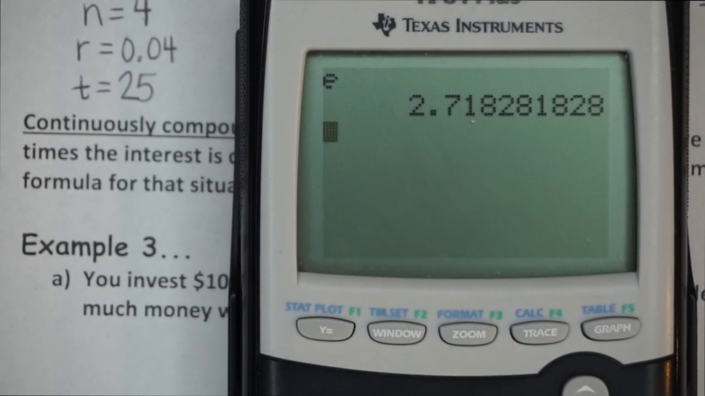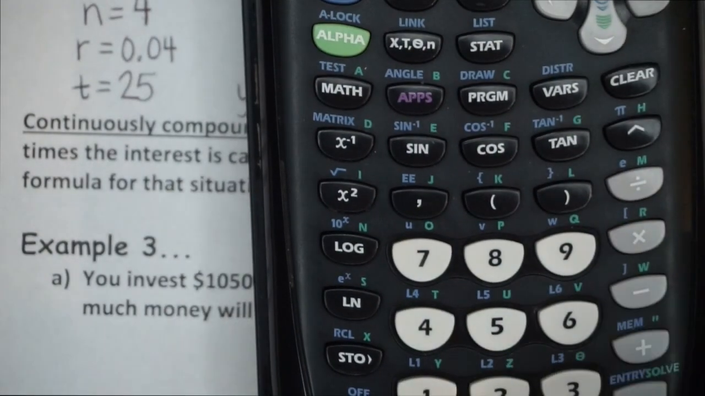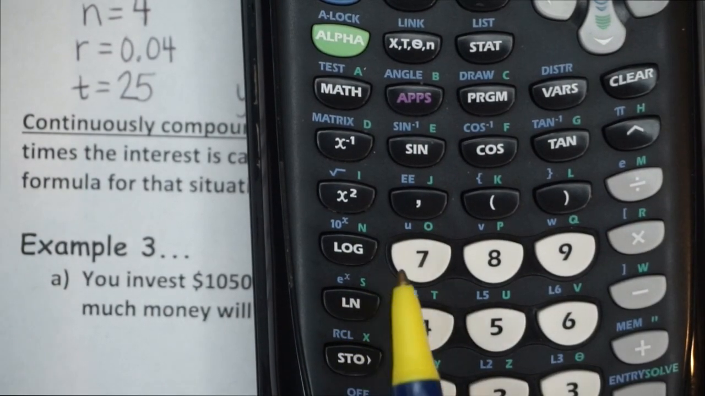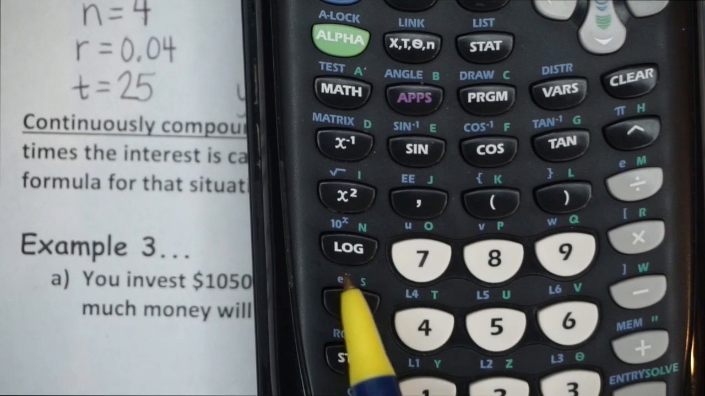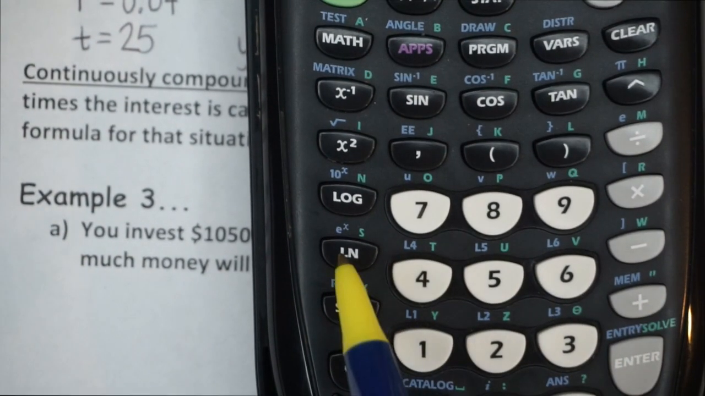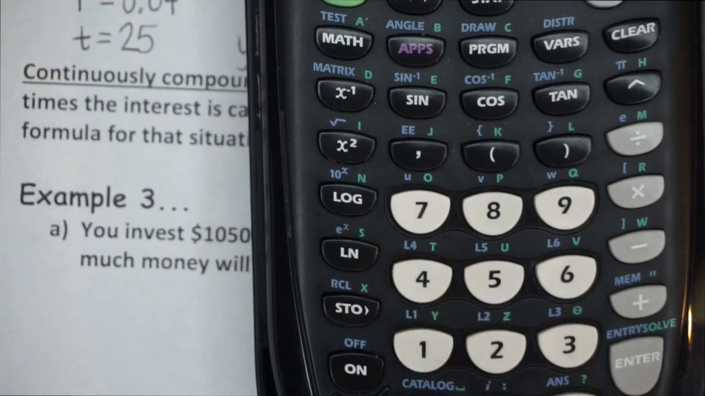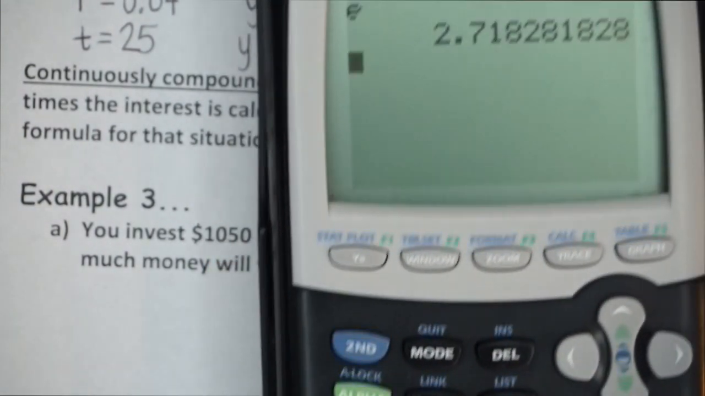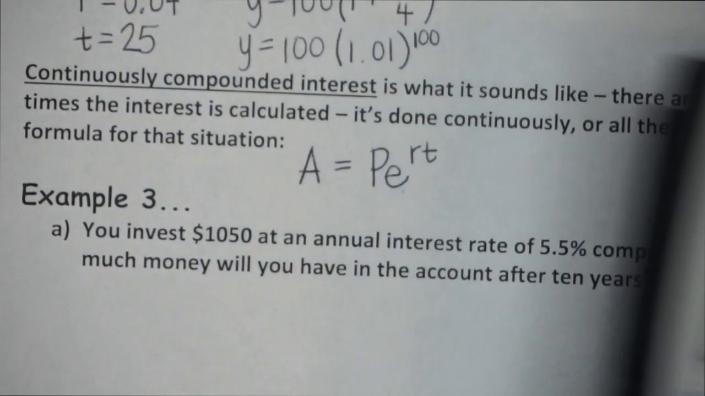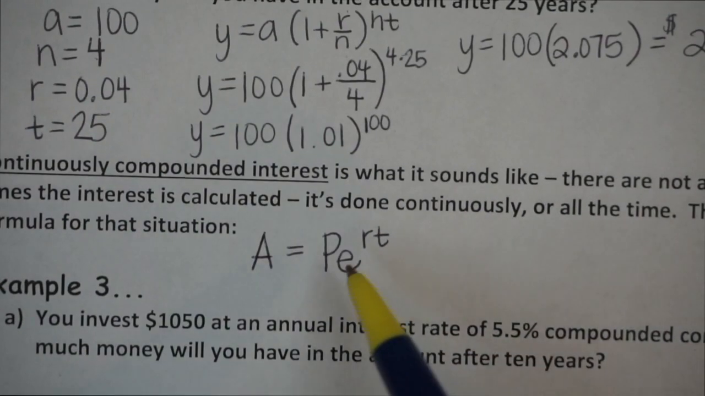And you can also do E to an exponent. That is right here. You see this button that says LN, right, it's in blue just above that E to the X. So we can give it a different exponent if we need to. All right, so anyways, that's what E is.